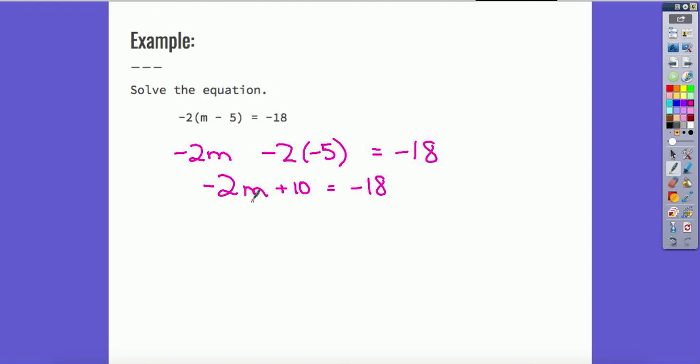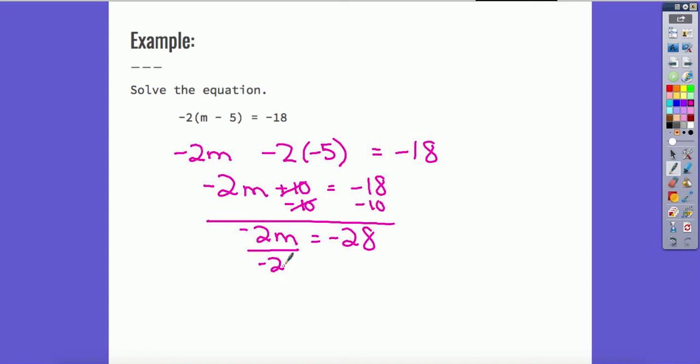My next step to get m by itself is to subtract 10 because I have to do the opposite of adding 10 to make those things become 0 so that they are no longer in my problem. Negative 18 minus 10 more is going to get me more negatives, and so I have negative 28. I now can divide by negative 2, and m is going to equal a negative divided by a negative is positive 14.